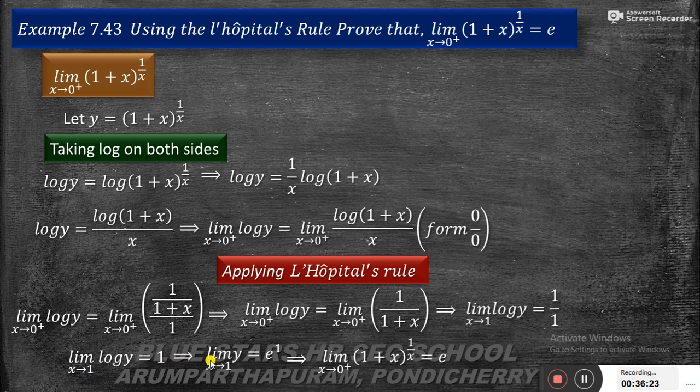So now I take the exponential on both sides. e of log y equals e power 1. So the exponential and log cancel, and we get y on the LHS. Therefore limit y equals e power 1, as x tends to 0, not 1. From this I write limit x tends to 0 plus, where the y equation is (1 plus x) whole power 1 by x. So I substitute this RHS for y. So I write (1 plus x) whole power 1 by x equals e. After that I substitute the x value, x equal to 0.